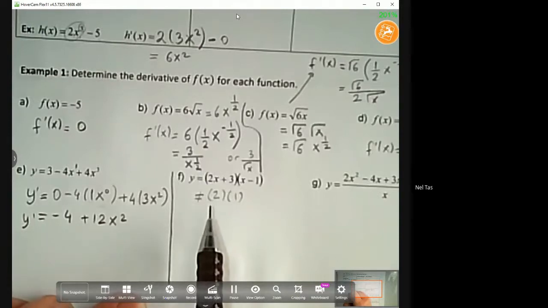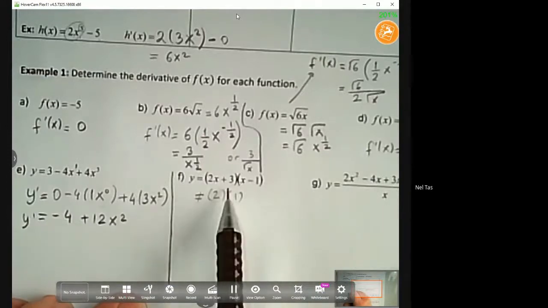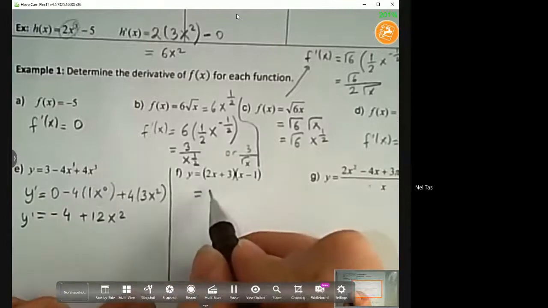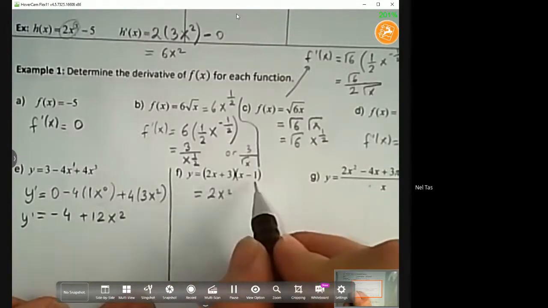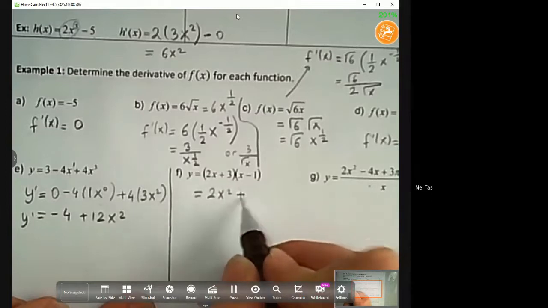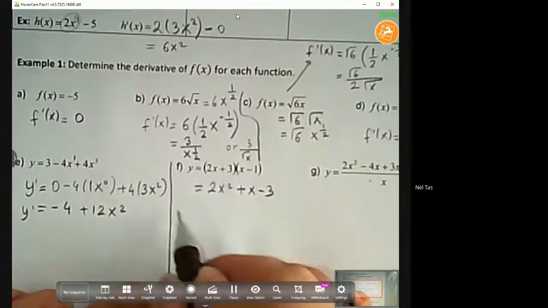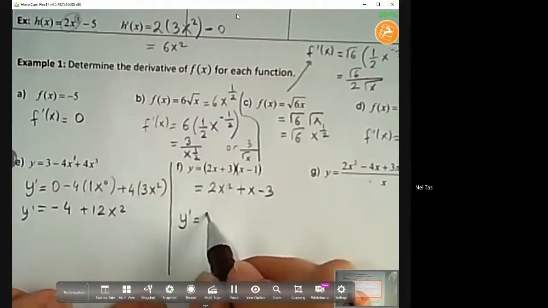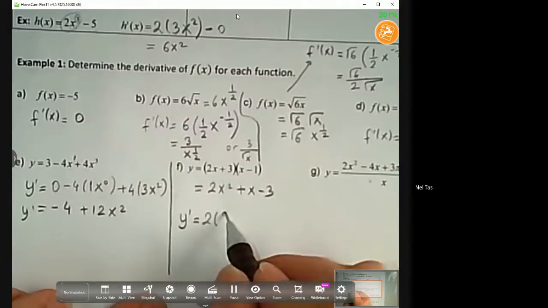So what we are going to do here is that, later on in chapter 2, we are going to learn the product rule and quotient rule. Then you could apply the product rule here. But for now we don't know it, so we are going to expand the brackets first. If you do that, you get 2x squared minus 2x plus 3x, which gives you x, minus 3. And now take the derivative. So the derivative of 2x squared: 2, and drop the exponent to the front, decrease the exponent by 1.